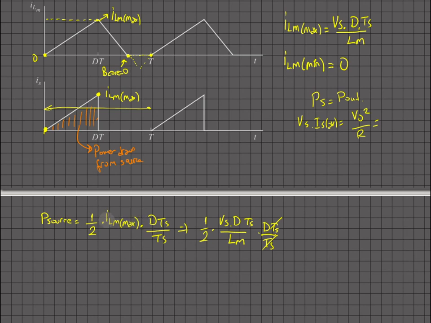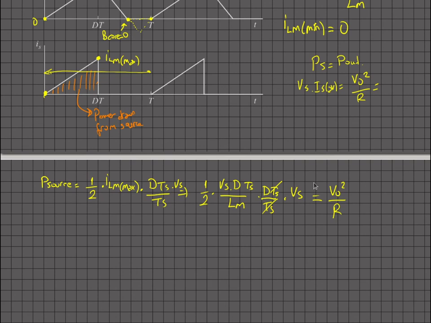Sorry, I think I need to multiply here by Vs as well. So this is the current, and I need to find the source power, so times Vs. This is the average source current, and this is the source voltage, which is constant. So all of them give us the average source power, and that will be equal to VO squared divided by R. So this is my output power.